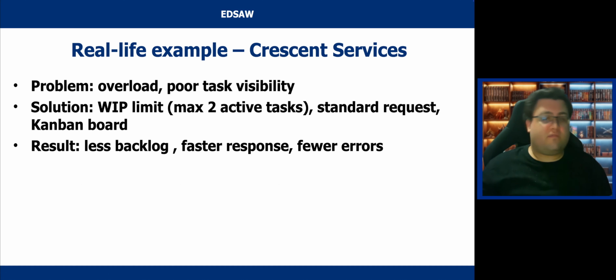The company set a work in progress limit. Each employee could have a maximum of 2 tasks in progress at any time. They were not given new ones until they had completed them. At the same time, they introduced a standardized application process. Customers and colleagues used a single form, eliminating ambiguities and missing information.